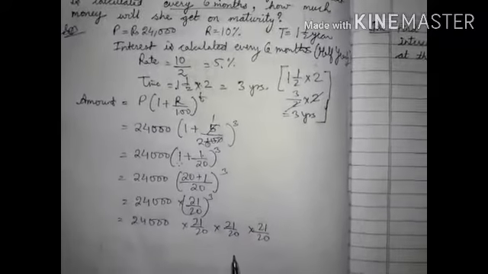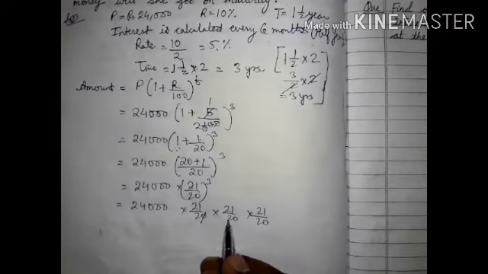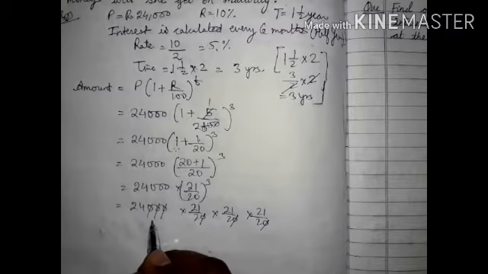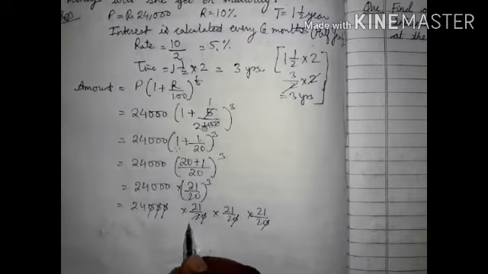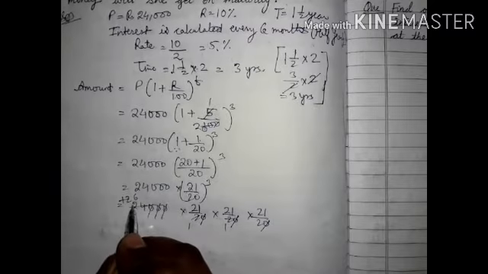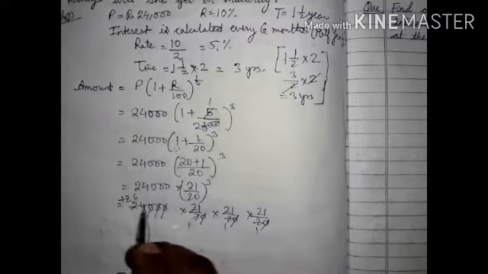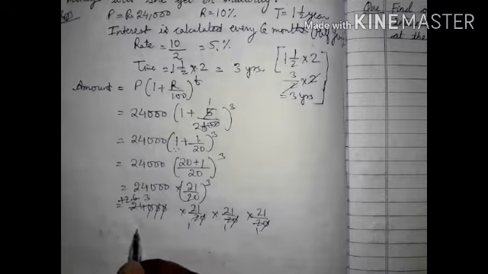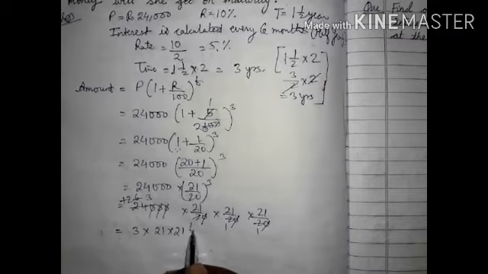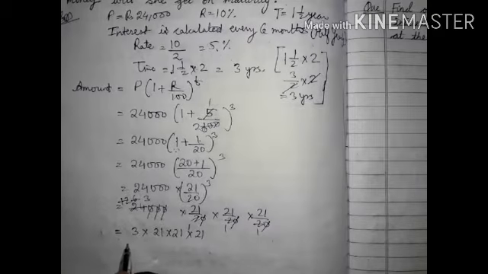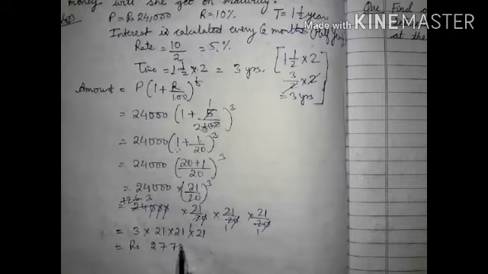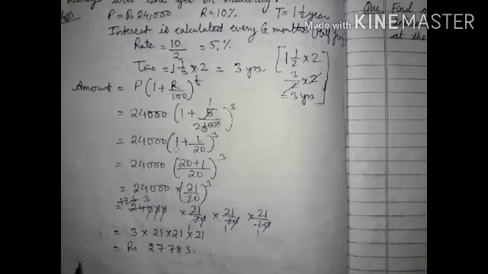Now here, 0 0 cancel, 0 0 cancel, 0 0 cancel. Now 2 ones are 2, 2 twelves are 24, 2 ones are 2, 2 sixes are 12. Then again 2 ones are 2, 2 threes are 6. Then we have to multiply 3 multiplied by 21 multiplied by 21 multiplied by 21. Then the answer will come rupees 27,783. That is your answer.